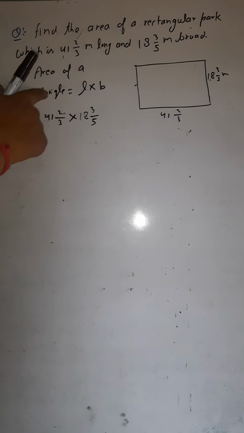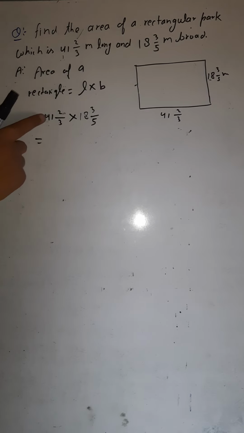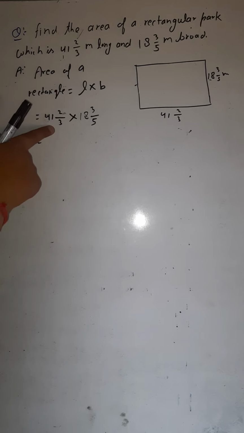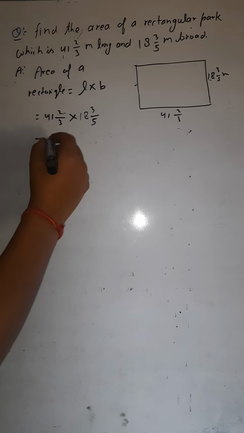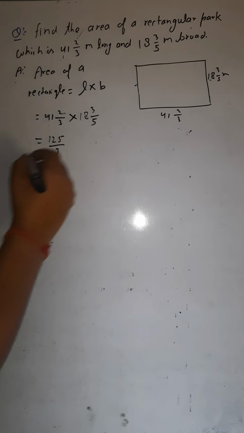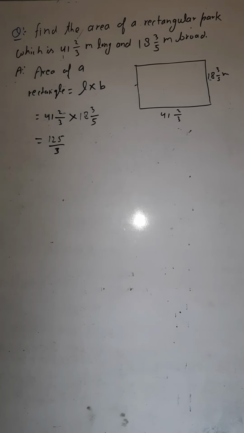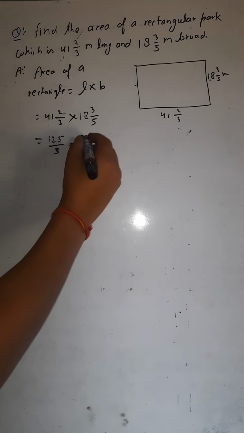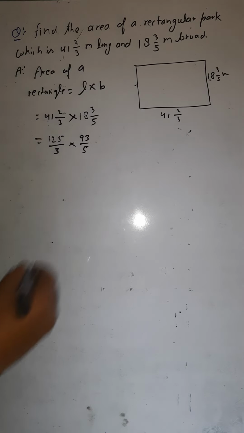First, this has been given in the mixed fraction. Just simplify it. 41 threes are 123. Are you getting this? 41 threes are 123. 123 plus 2 would be 125 by 3. Getting this? Similarly here also 18 fives are 90 and 90 plus 3 is 93 by 5. It would be 93 by 5.